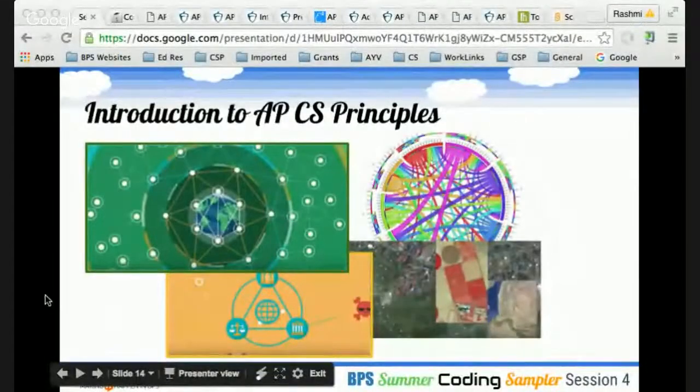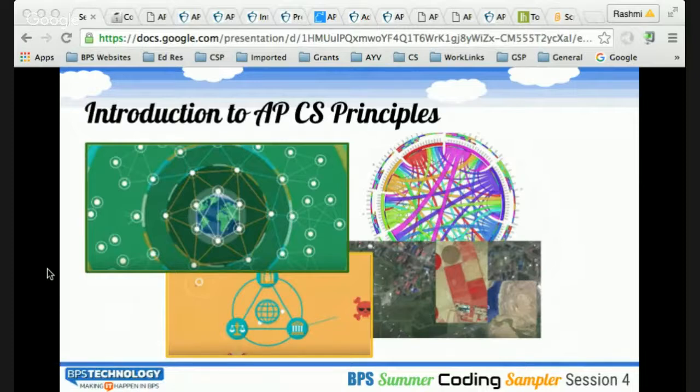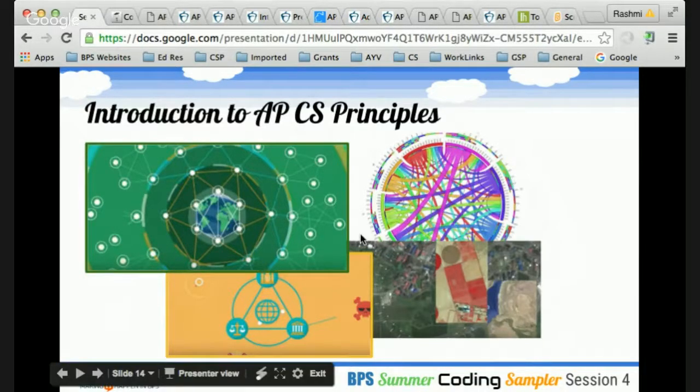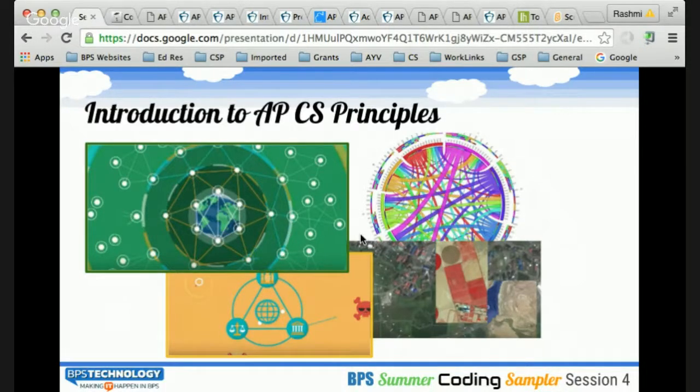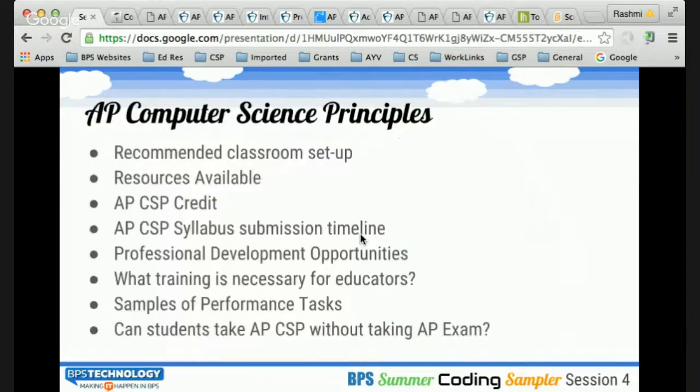Yeah, so that was code.org telling you a little bit about their version of computer science principles. And they do a really good job of weaving in all the components that are included in the computer science principles course. So let's look at, again, some more logistics.